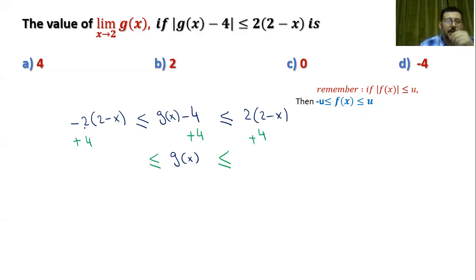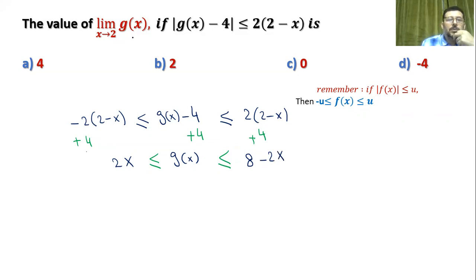On the left side, negative 2 times 2, negative 4 plus 4, 0. Negative 2 times negative x, 2x. Okay. On the other side, 2 times 2, 4. 4 plus 4, 8. 2 times negative x, negative 2x.